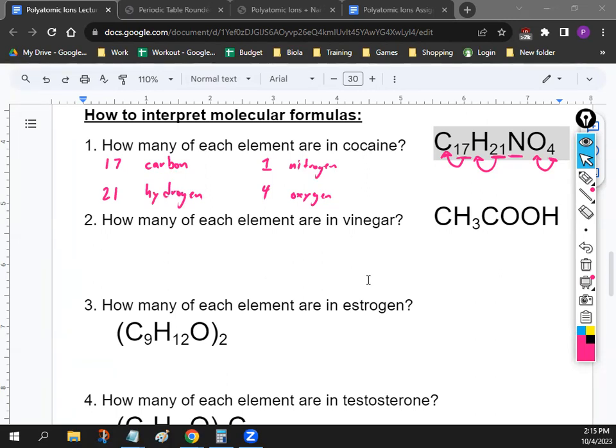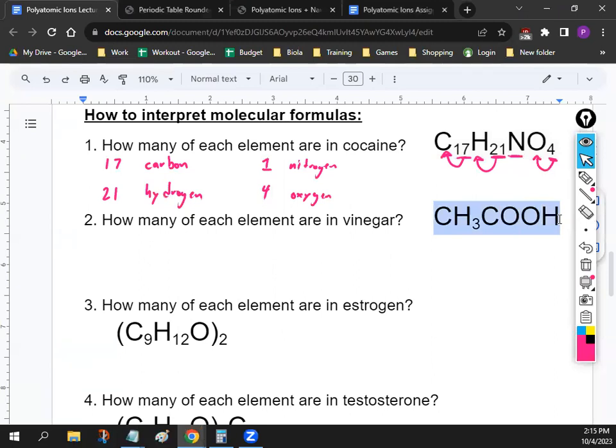I'll give you a minute now to work with the person next to you. I want you to copy this formula right here in your notes for number 2. This is the formula for vinegar, and I want you to figure out how many of each element there are in that molecule. I'll take a minute.